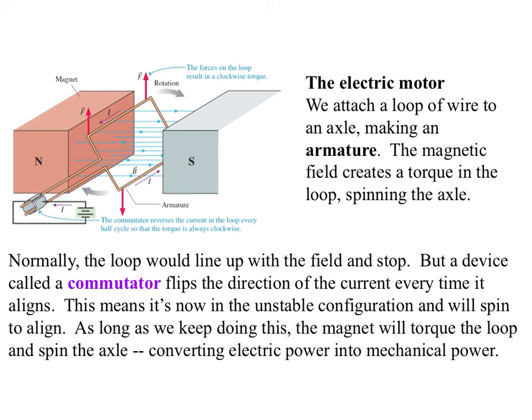It's kind of Sisyphean and kind of cruel, but every time it thinks it's lined up, we switch the sense of the current, and now we have flipped the magnetic dipole, which means that it's now in the unstable configuration, and it will rotate the other way. And it will always keep rotating in the same sense, and so we can spin the axle in the same sense, and we can convert electric power into mechanical power. Eventually, we'll talk about electric generators, and they do the same thing, but in reverse.